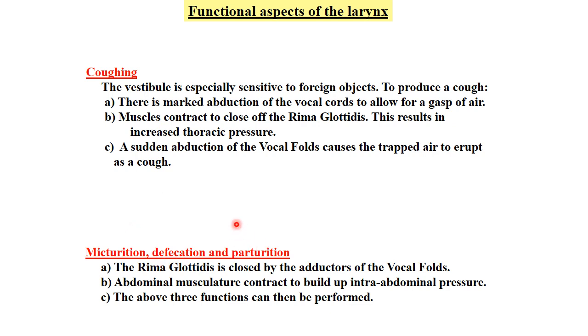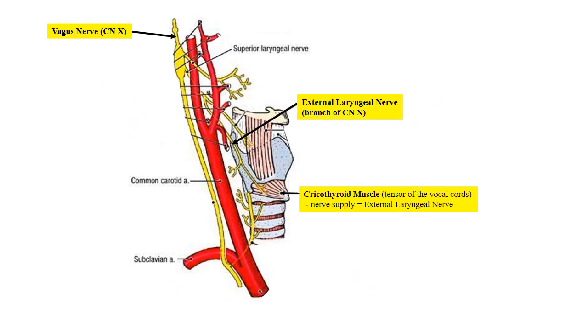Micturition, defecation, and parturition: basically, we're going to close off our rima glottis using our adductors, and we're going to use increased intra-abdominal pressure. We're going to use our abdominal musculature to increase intra-abdominal pressure, and then we can perform these three functions.